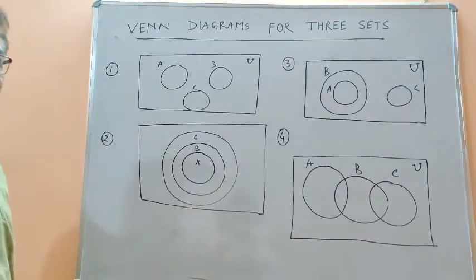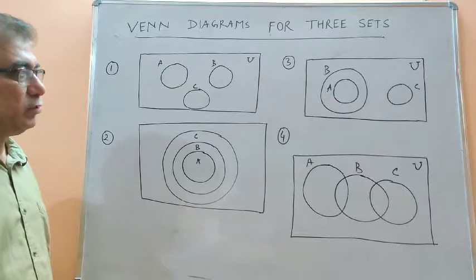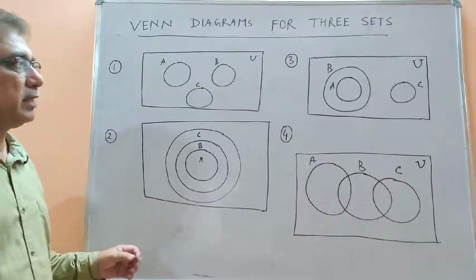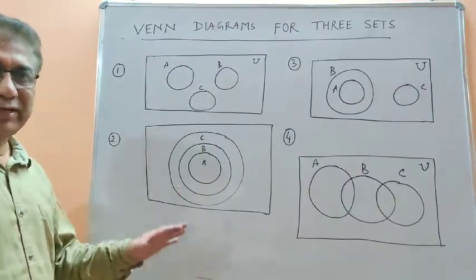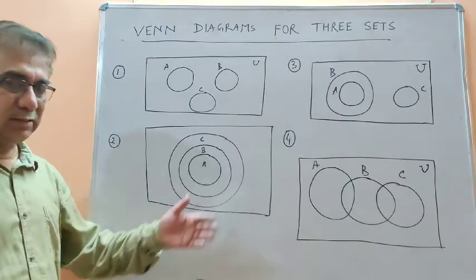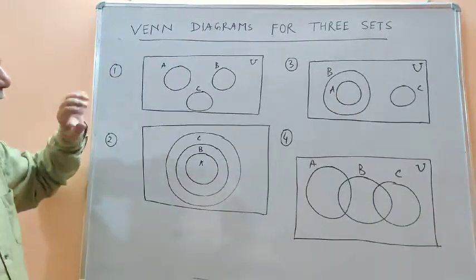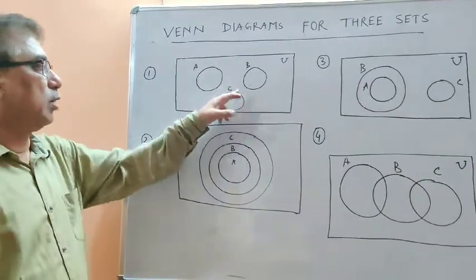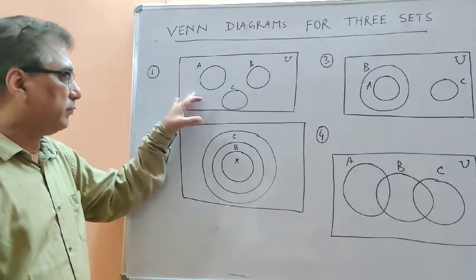Well students, now I am discussing Venn diagram for three sets. So when you go for such questions, what you will find is that there are 11 types of possibilities. Out of 11, 4 I have written here, and next I will write the other ones. So in the first, suppose the names of the sets are given as A, B, C and nothing is common between them, then this is the representation. Okay, this is the first type.